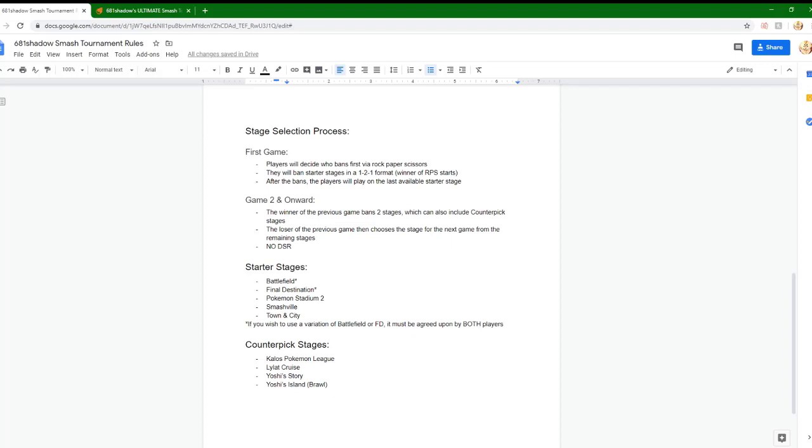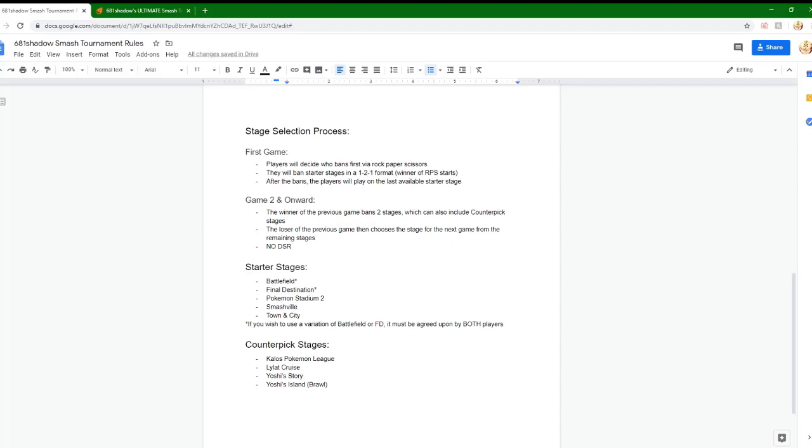Well, this is useful for newer players to tournament format, because not many people understand it. For me, I started playing in tournaments in like September of 2019, and I didn't understand the stage selection process of actual tournaments until like December or January. So it's definitely good to have it outlined like this.